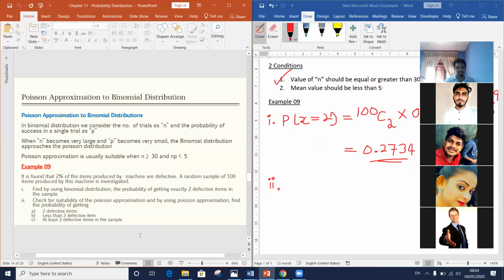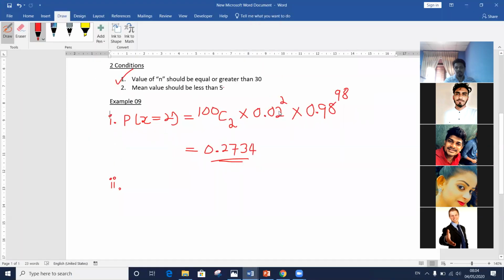Right. Then n into p, how much is it? The value of n is 100. 100 needs to be multiplied by p. p means probability of success. This is the p value, this is the n value, and n into p gives us the mean. 100 into 0.02. What is the answer? 2. 2 is less than 5. So it satisfies the second criterion as well. Right? So both conditions have been satisfied.